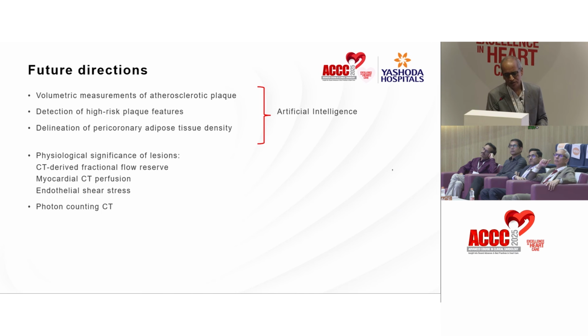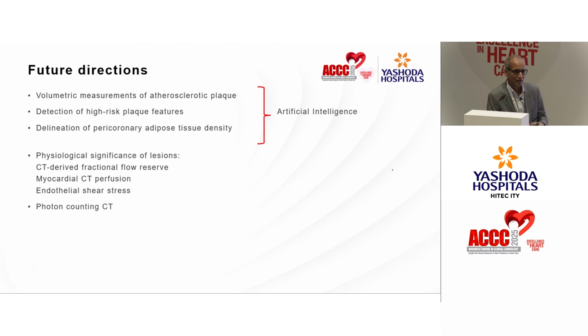So, future directions, especially with artificial intelligence: volumetric measurements of the atherosclerotic plaque is one area of interest. Detection of high-risk plaque features, and delineation of pericoronary adipose tissue, which is a soft biomarker for coronary artery inflammation. These are work in progress, especially with the utilization of artificial intelligence. The other important thing is the physiological significance of lesions, what you do as fractional flow reserve at your coronary CT. There are fluid computational dynamic models where you could do it at CT as well, but it's more tedious and expensive.